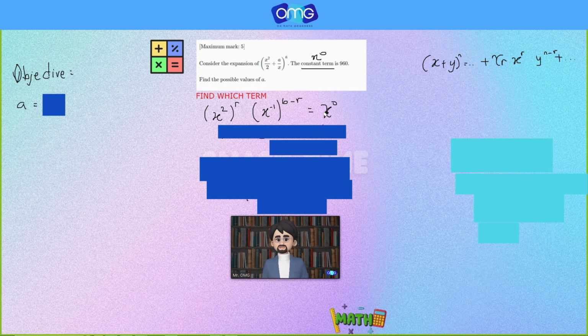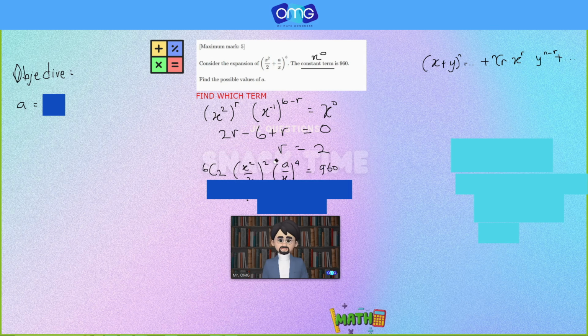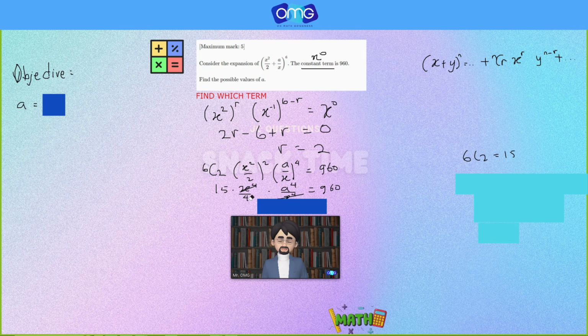You must wonder why we don't take the constant, the number. Because in order to find the term, we don't need to use the constant first, we only need to know the value of r. From here we get 2r minus 6 plus r, and r equals 2. So basically the third term will give us the constant term. After we know the position, we use this formula: 6C2 times x squared over 2, squared, times a over x to the power of 4, equals 960. 6C2 is 15, so 15 x to the power of 4 over 4 times a to the power of 4 over x to the power of 4.